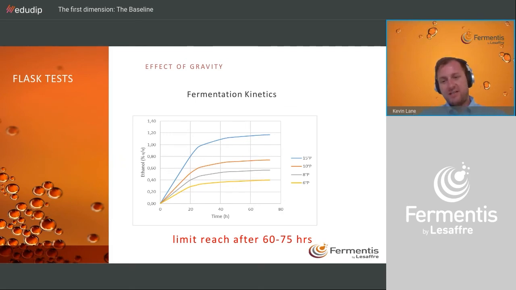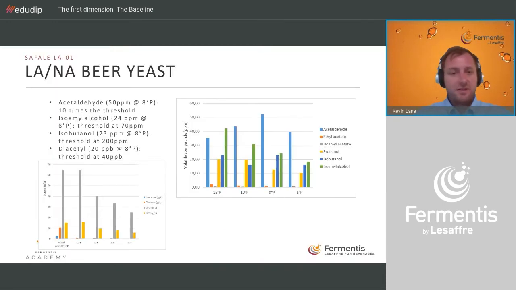Here are the fermentation kinetics at different starting gravities, so 6, 8, 10, and 15 Plato. You can see that the limit of fermentation is reached in 60 to 75 hours, depending on the gravity. Here you can see that if you're somewhere around 7 to 8 Plato, you're going to hit that 0.5% alcohol by volume mark, which is the non-alcoholic beer marker in many countries, for sure in the US. But also producing low alcohol beer if you go beyond that. Not the intention of this strain, but you can do that, of course.